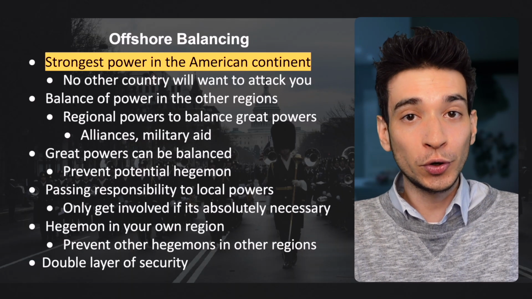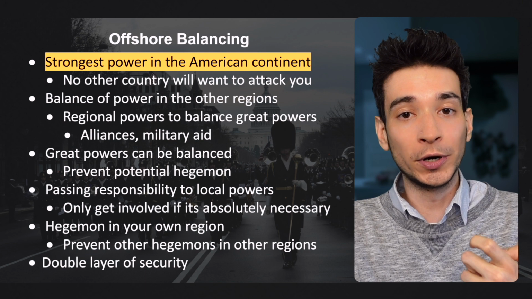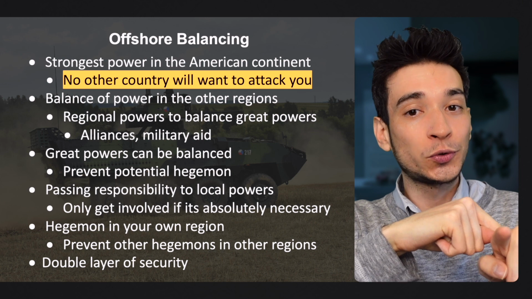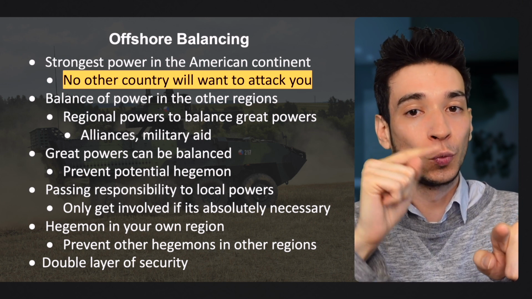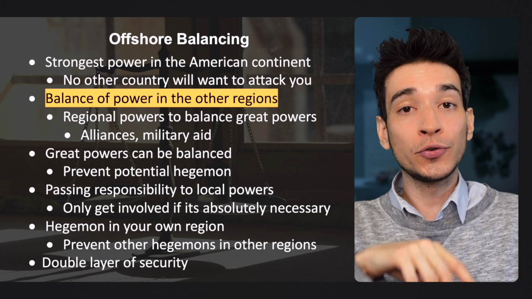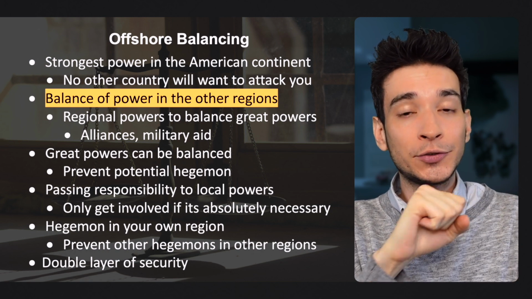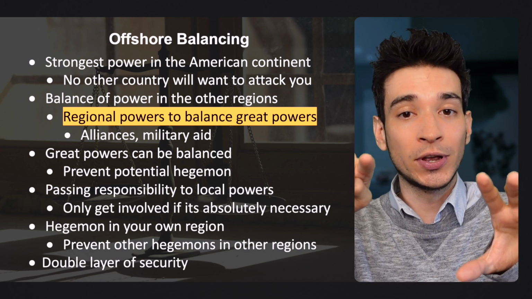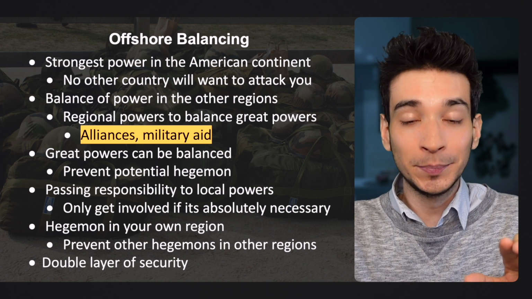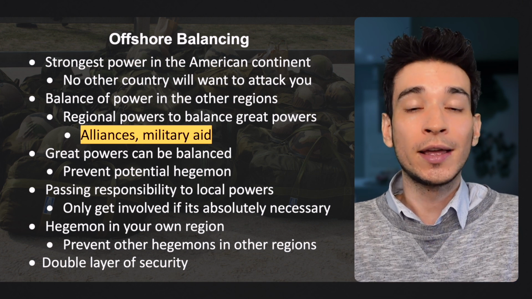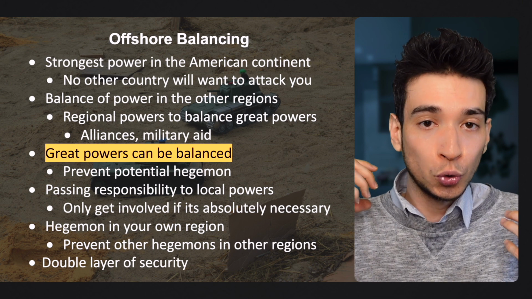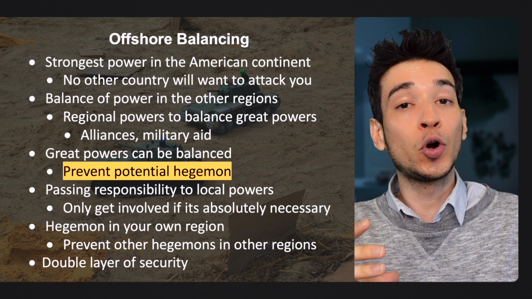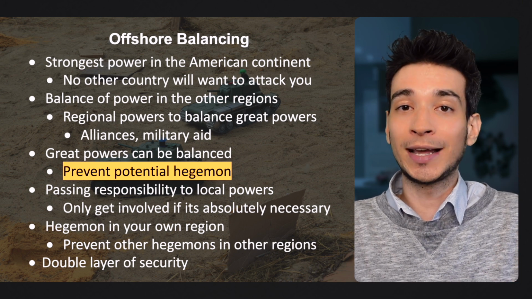The idea behind offshore balancing is to become the strongest power in the American continent, so this way there's no other country that will want to attack you, because they will not be able to win a war against you. At the same time, in those regions of the world that matter, the idea is to maintain a balance of power between those great powers and the other regional powers by creating alliances and providing military aid to those regional powers. This way, if another great power becomes too strong, it can be balanced by the other regional powers, and this is done in order to prevent that great power from becoming a global hegemon.